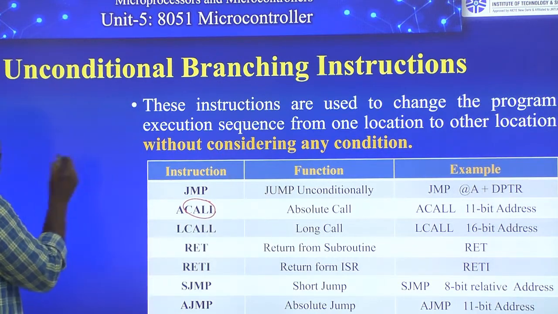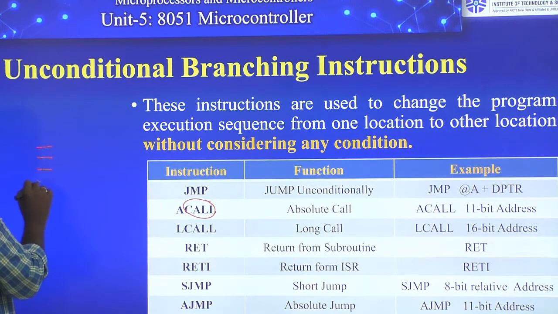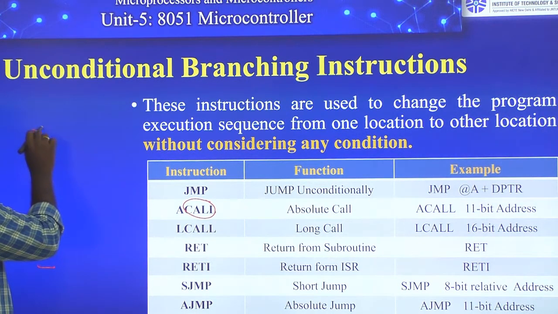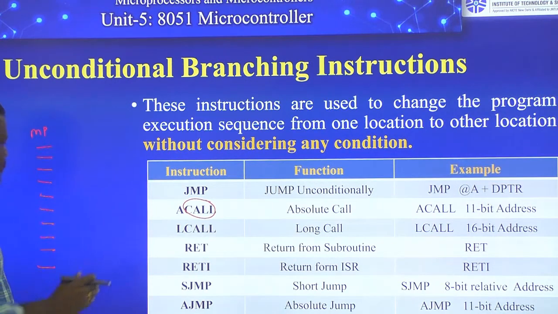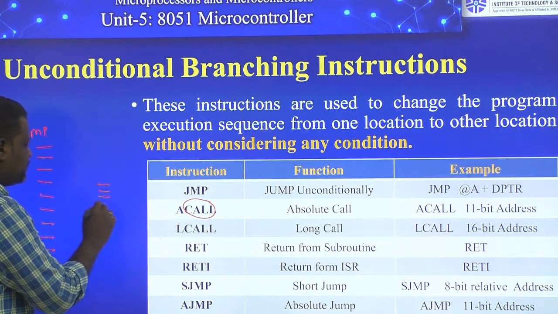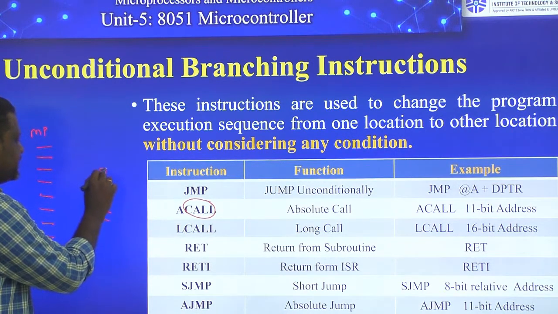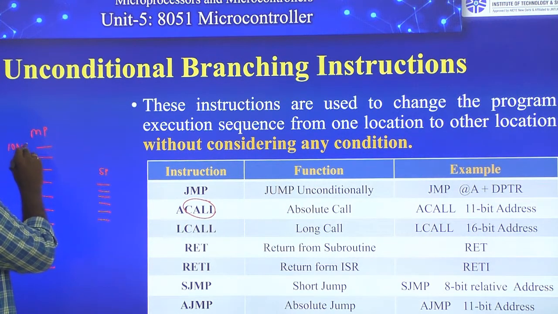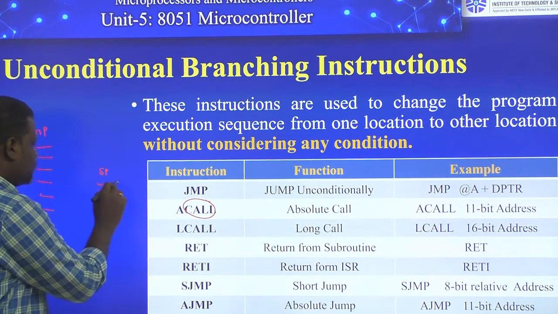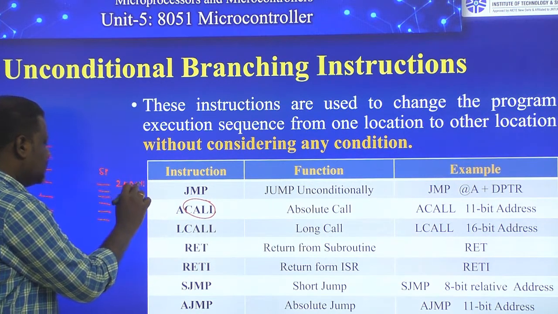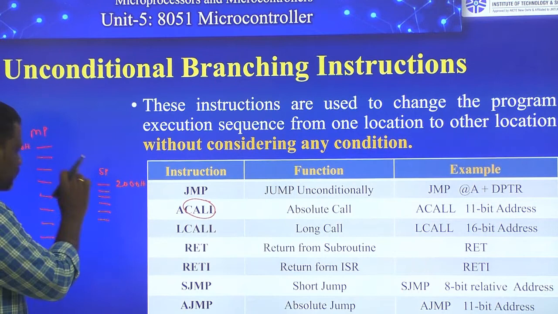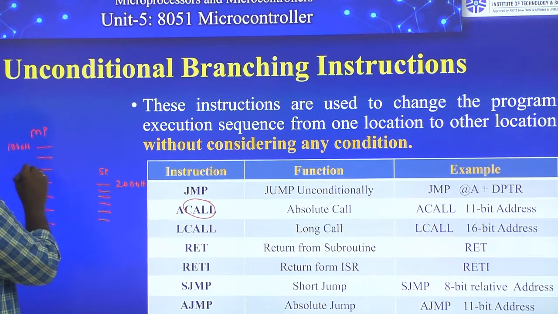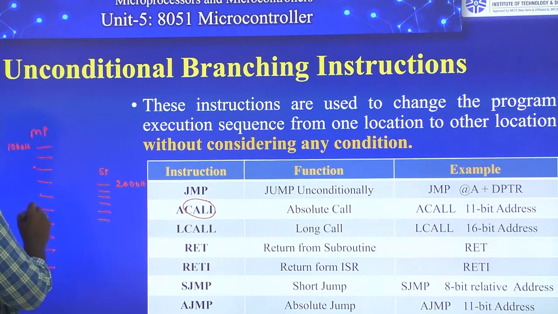For better understanding, see here friends, this is your main program. You can assume this is your main program, which I simply write as MP, meaning main program, and this is a subprogram, which I write as SP. Assume the main program is at 1000H and the subprogram starts from location address 2000H. I want this subprogram in my main program here, and a second time here, and a third time here.